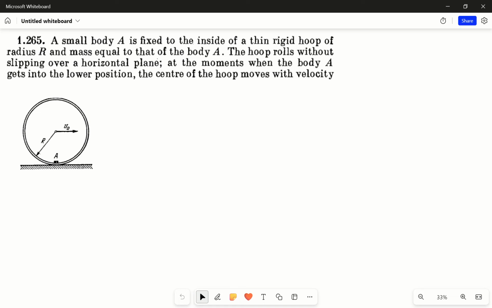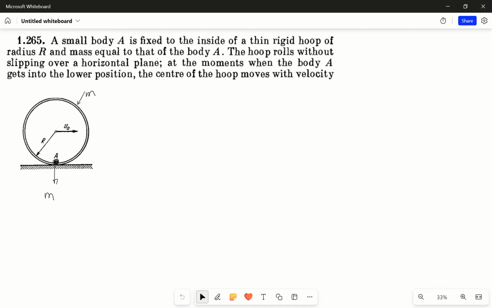So hello friends, today we will be discussing this question. In this question, a hoop or a ring is rolling on a horizontal plane, and a small mass A is attached here. Its mass is the same as the mass of the ring. Both these things have the same mass, that is, I'm assuming it as m.